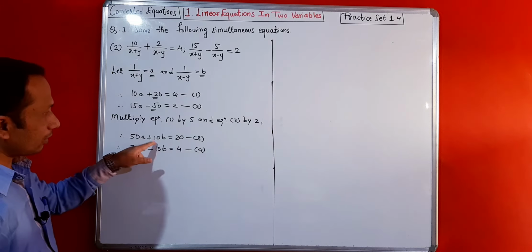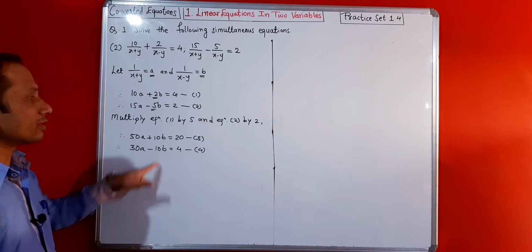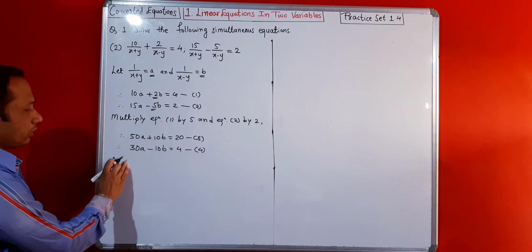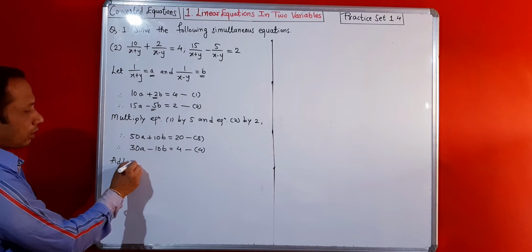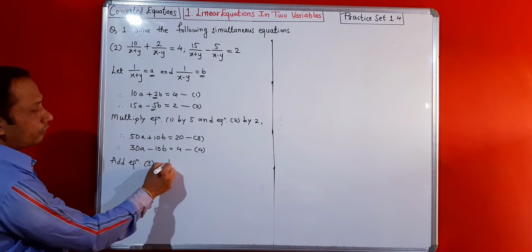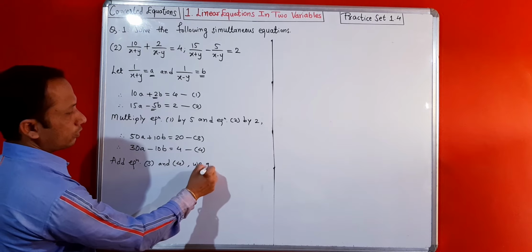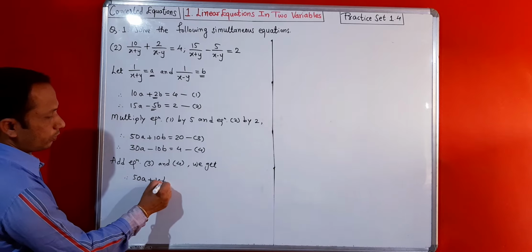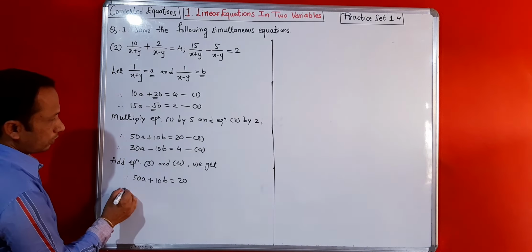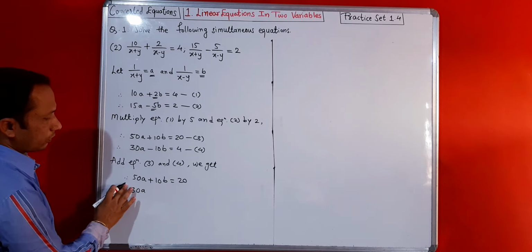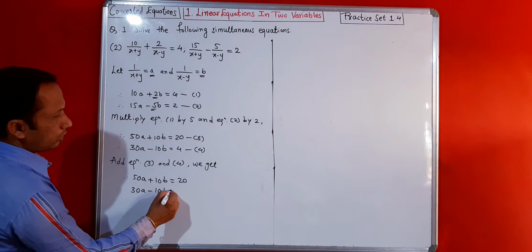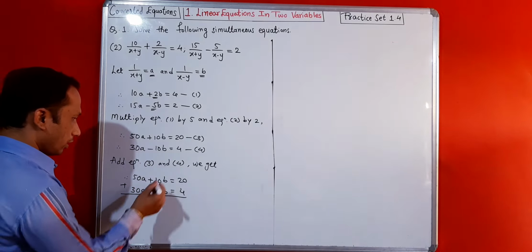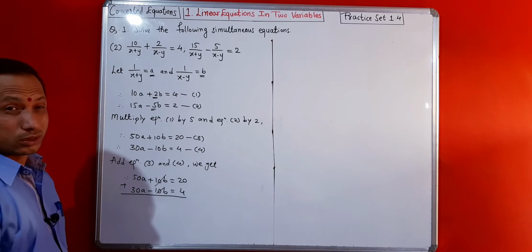Now you see that plus 10b and minus 10b are the same, so add equation 3 and 4. Just do the addition. Therefore 50a plus 10b is equal to 20, and 30a minus 10b is equal to 4. Whenever you add, don't change the signs. No need to change the sign on either equation. Plus 10b and minus 10b get cancelled.